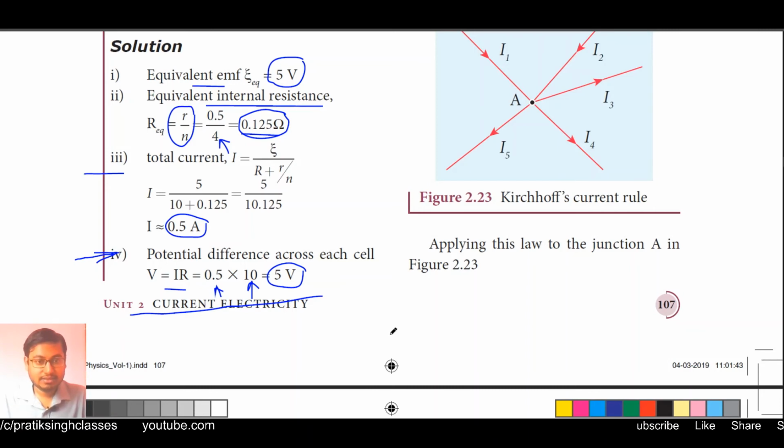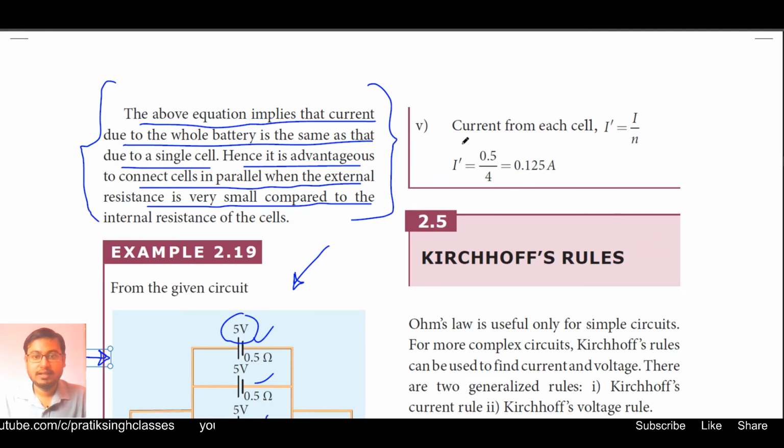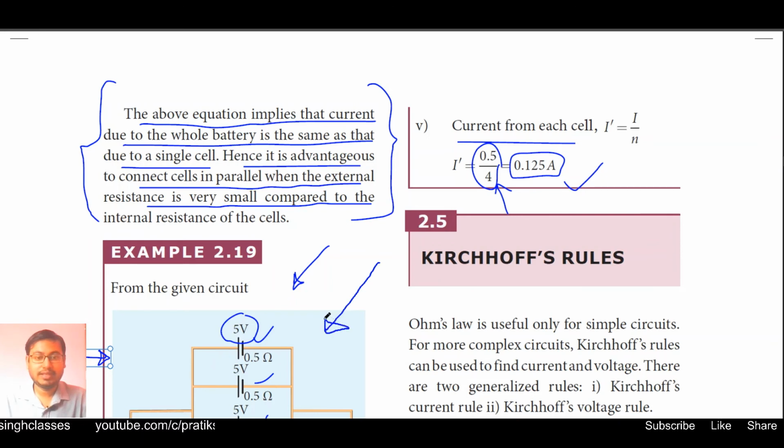The last question: the current from each cell, that is I dash, or you can also write this as I1, is equal to I by n, that is 0.5 ampere divided by the total number of cells, 4, which is equal to 0.125 amperes. So this is all about cells in parallel combination. I hope you have understood it well, and also how to do the numerical calculations.